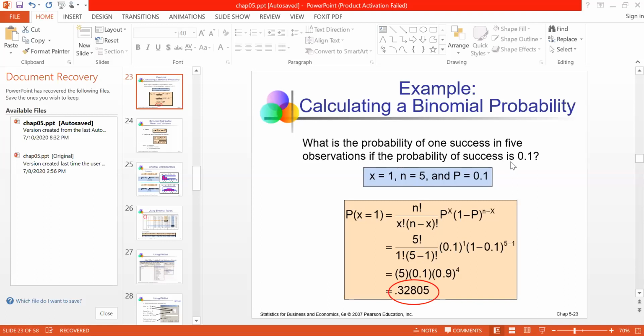It says what is the probability of one success, that means x is equal to 1, in 5 observations, that means n is equal to 5, if the probability of success is 0.1, and probability of success is p. So p is 0.1. You have these three pieces of information and you will plug these values into the formula that I showed in the previous video and you will get the final result. So I will do this on the board. I'm doing this so that you have a clear picture of binomial distribution. Initially, you may think it's a bit confusing, but when you come to the example, it will be all clear.